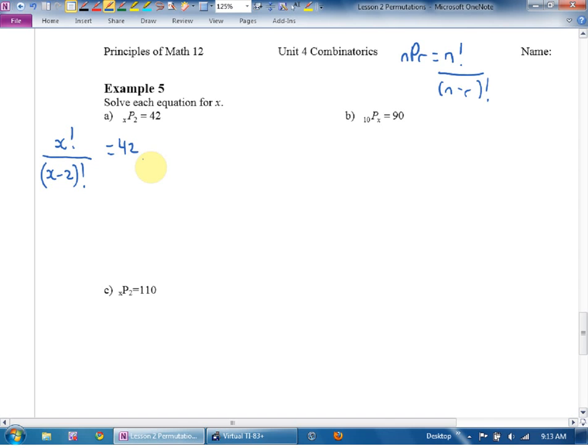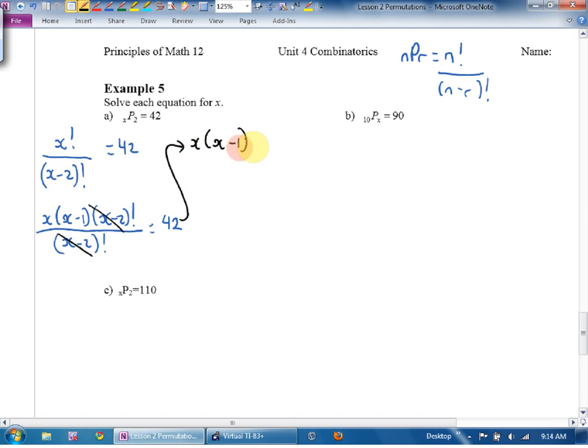This is really x times x minus 1 times x minus 2. Here's where I'm going to stop. I could keep going, but I'll put the factorial right there, all over x minus 2 factorial. That equals 42. Can I cancel? Yes. And in fact, I end up with x times x minus 1 equals 42. I end up with x squared minus x equals 42 when I get rid of brackets.